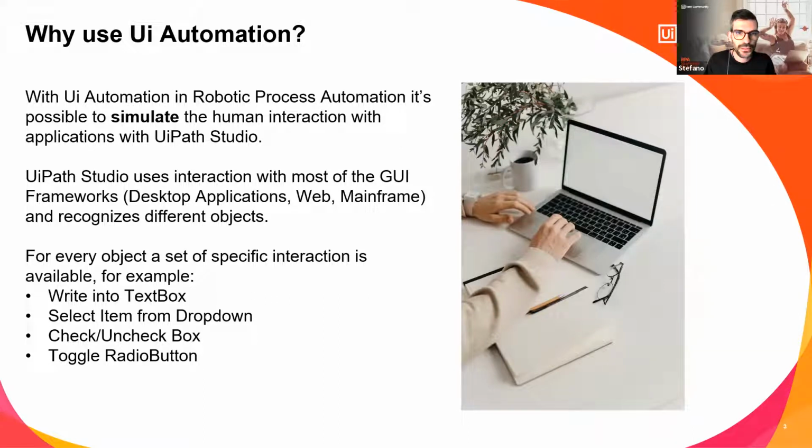For every object that we can spy on the desktop, we can have a specific set of interactions that are available. For example, if we spy a text box, we can write into that. We can select items from a drop-down list. If we have a box, we can check or uncheck the box. We can toggle different radio buttons and so on. There is a variety of interactions we can have on different elements depending on what the elements are.